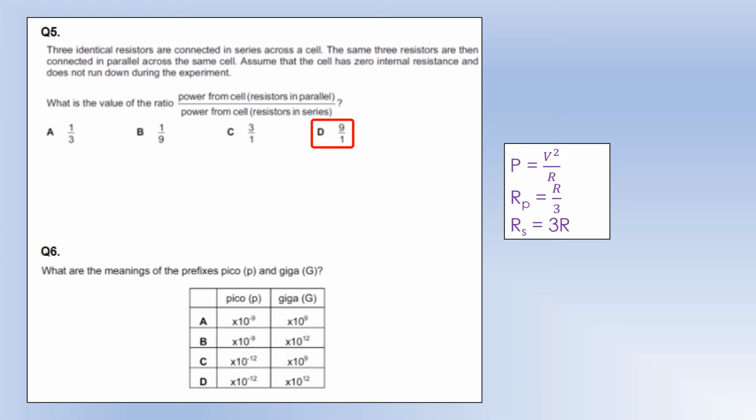So what are the meanings of the prefixes pico and giga? Pico is 10 to the minus 12, giga is 10 to the 9, so you can see it's option C. You just have to know those.